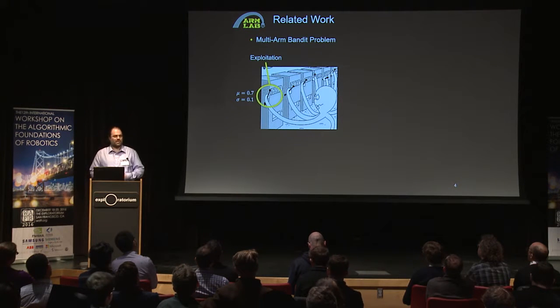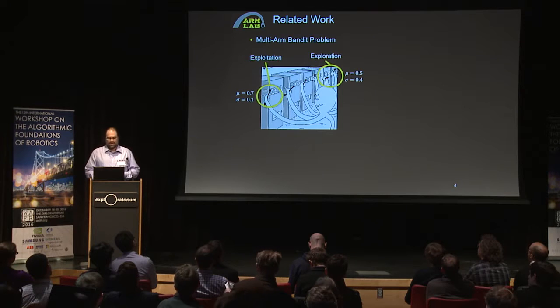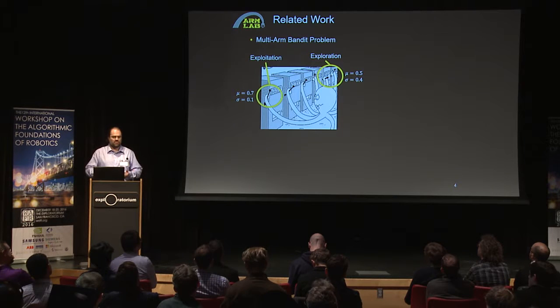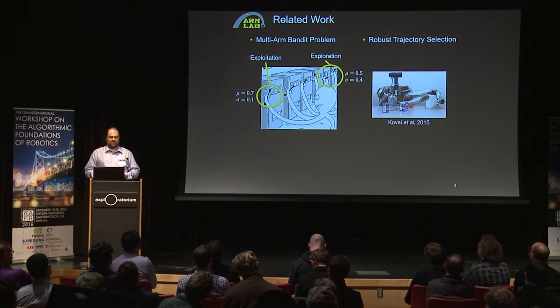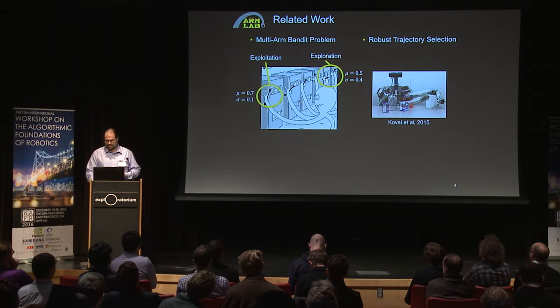For example, if you've pulled this arm quite a lot, you might have a good estimate of its reward, and you can exploit that knowledge. However, another arm might perform better if only you knew more. So you need to explore the set of arms, the set of models, to see which one works best now. This idea has been used for robust trajectory selection in the past in an offline manner. We're looking to do this online for model selection.